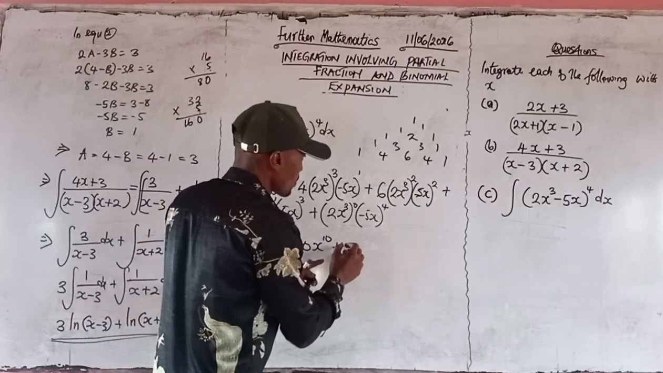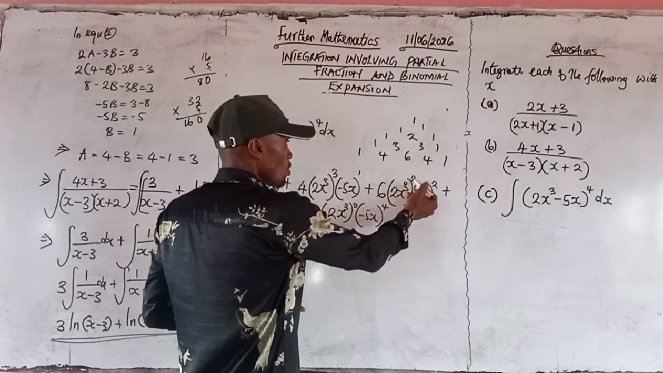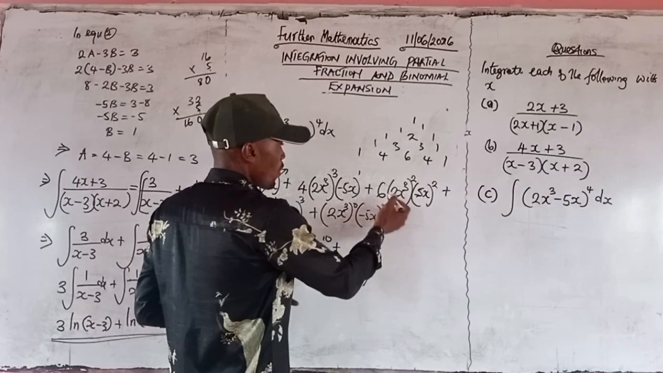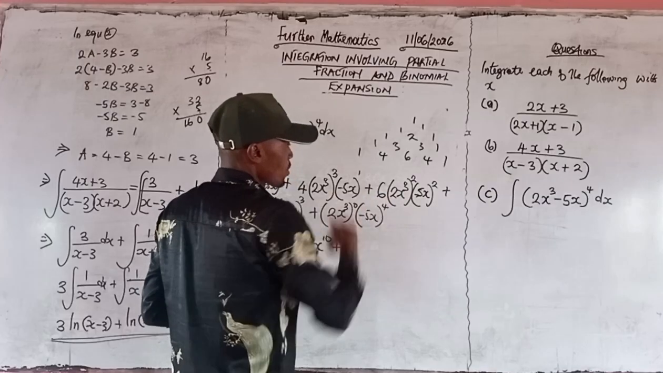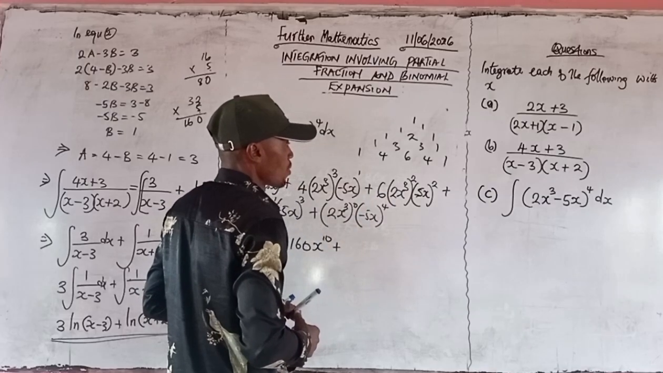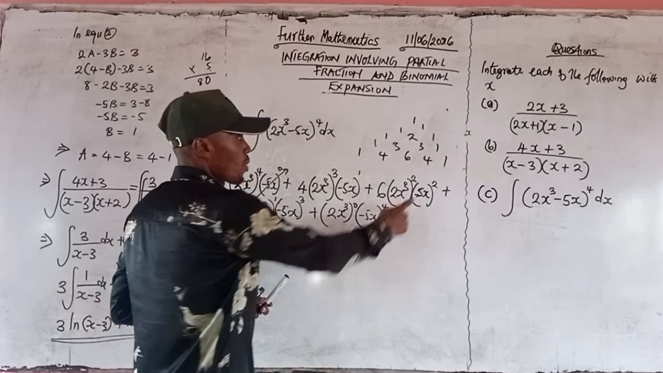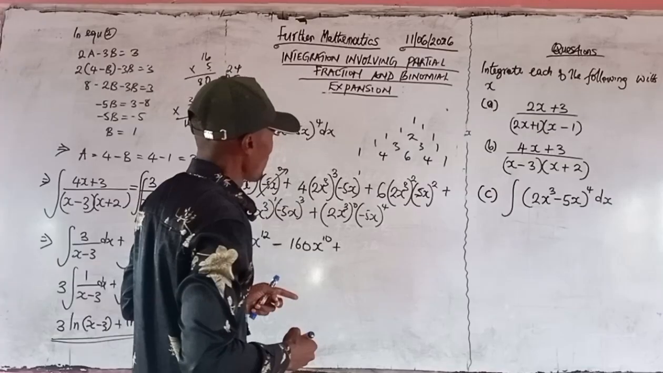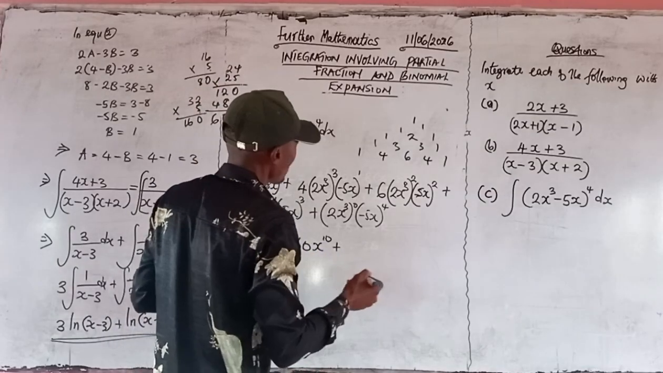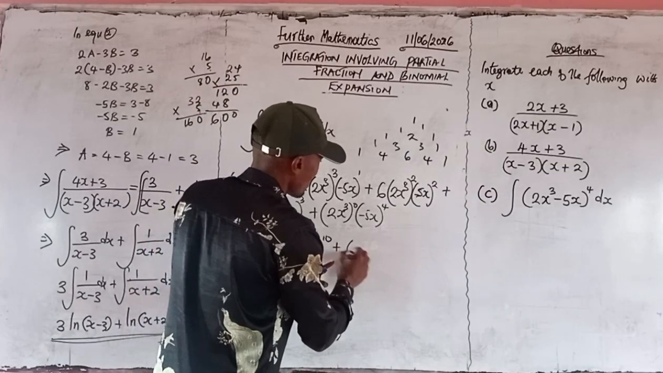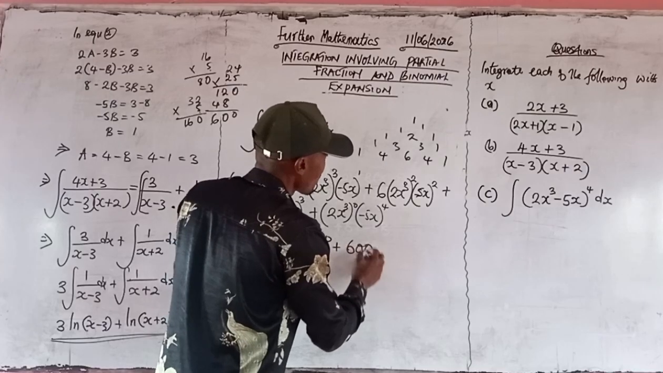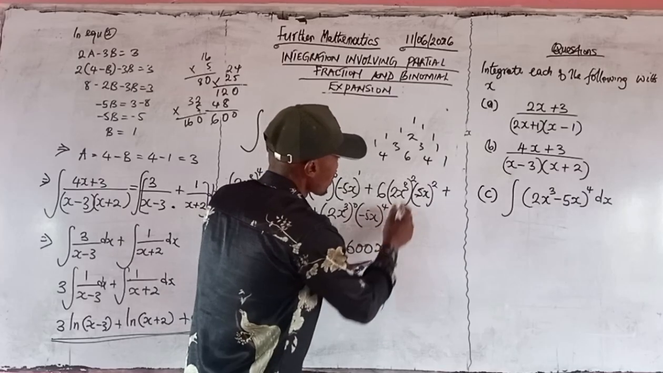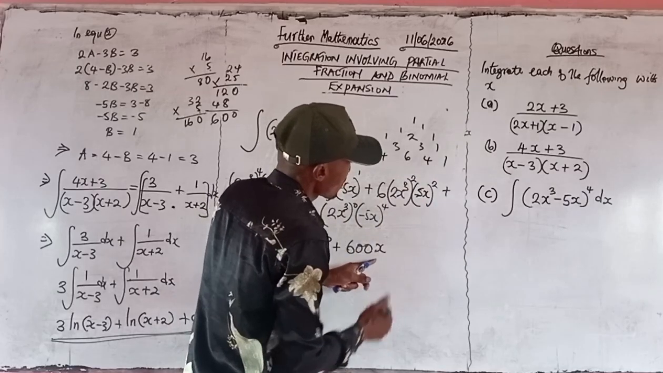Then we have plus 2 to the power 2 is 4. 4 times 6 is 24. Then we have 5 to the power 2. Here we have 25. So here we have 600 x to the power, this to this is 6 times this 7.